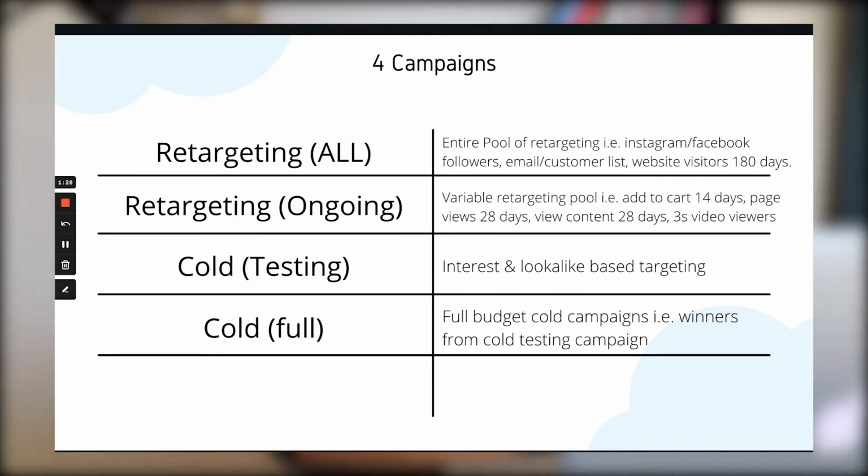The next section of the campaign is going to be your cold testing campaign, and this is going to be the campaign where you're prospecting and reaching out to new audiences. That's going to represent interest and lookalike based targeting. In the testing campaign, we're going to use slightly lower budgets to test out different interests and different lookalike audiences, and then when we find out which ones are the winners, we are going to duplicate them into our cold full campaign, where we will launch them with the full budget.